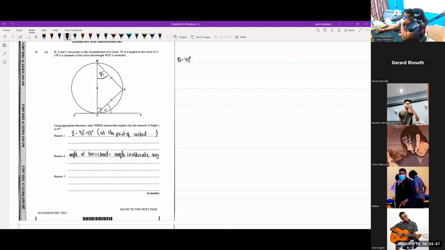Three. Angles in a straight line add up to 180 degrees. I have 90. I have 45. And I add the next 45. Have you seen that one?